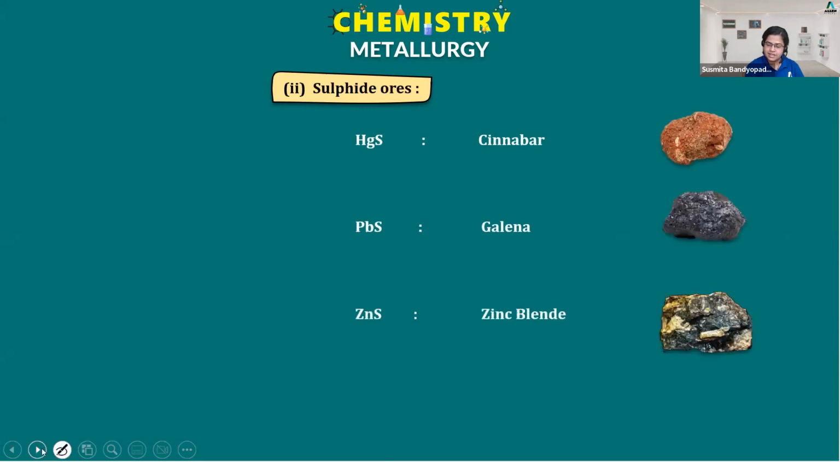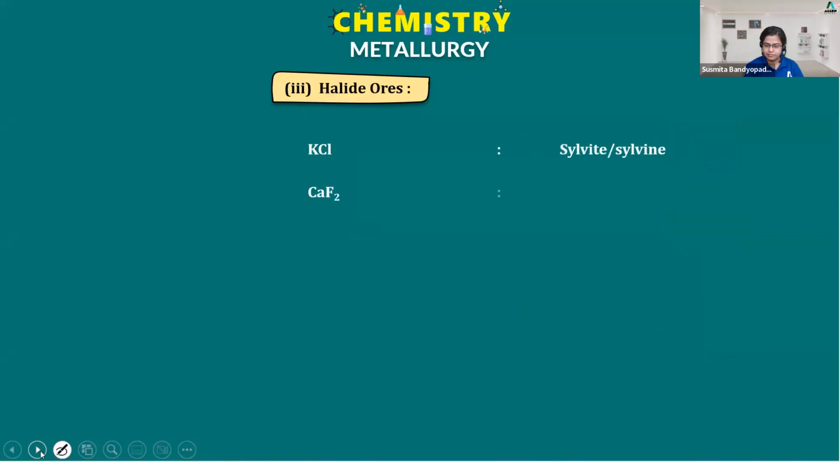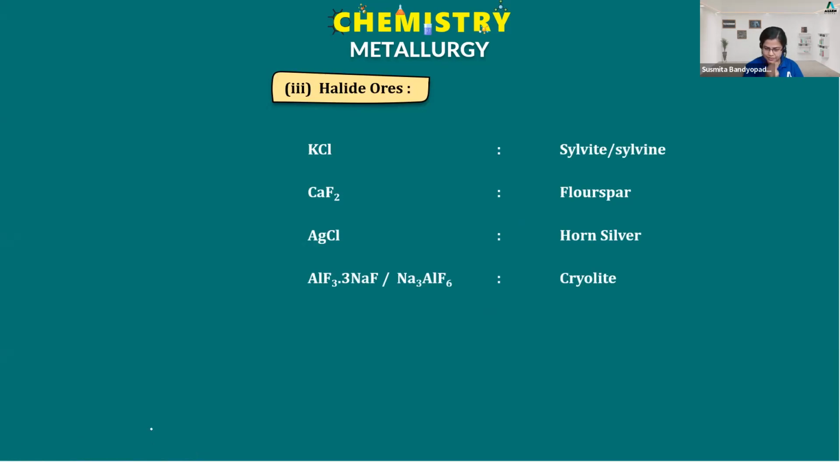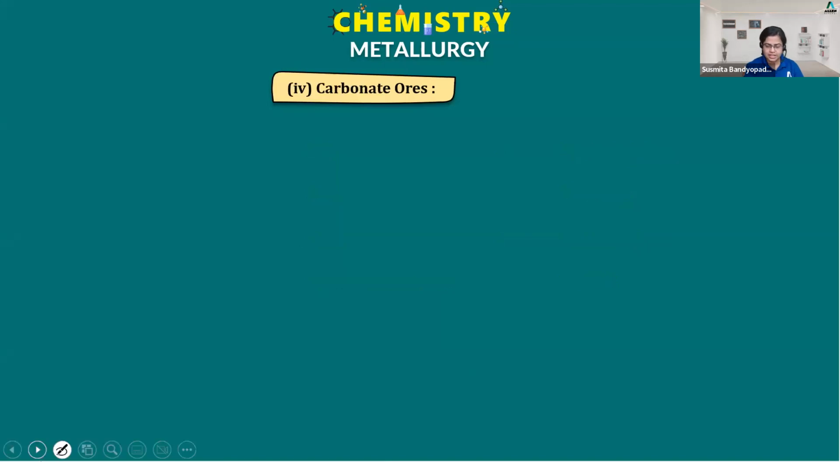Cinnabar and galena, zinc blende, all the three you people said. So cassiterite or tinstone was an extra one we were not discussing here, SnO2. Zincite, ZnO. So sulfide ore is also done. Horn silver. Cryolite is Na3AlF6, fluorspar CaF2. Sylvine, yesterday we saw in some discussion, or sylvite also. I basically call it sylvine, but you should know both. KCl. Rock salt, NaCl should be there.